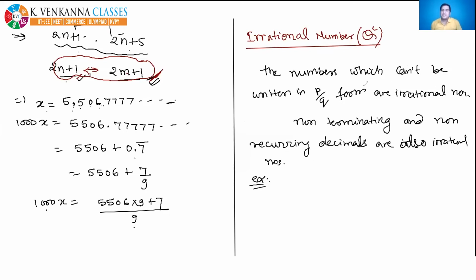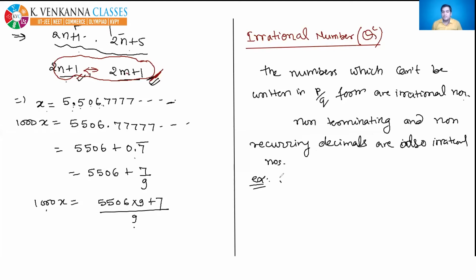So see, what are the irrational numbers? The numbers which cannot be written in p by q form are irrational numbers. This is the first definition. In terms of decimals, non-terminating, because terminating decimals become rational. So non-terminating and non-recurring decimals, because recurring decimals also become rational. I have proved it in the previous class, are also irrational numbers.